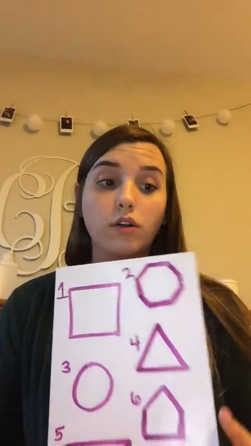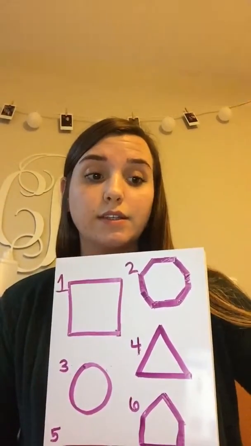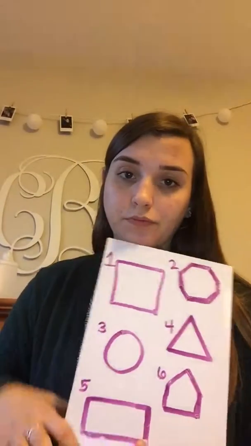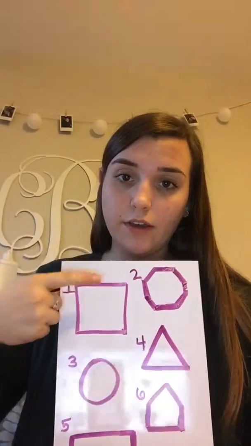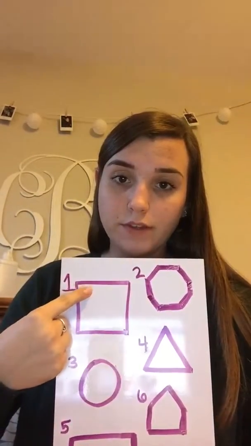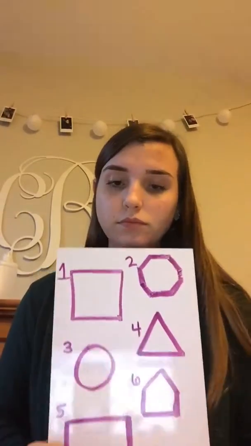Corners are also called vertices, and a vertex is the point where two lines meet to form an angle. So this line right here and this line right here on the square join together to form this vertex right here. Okay.